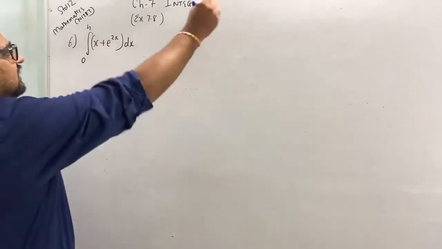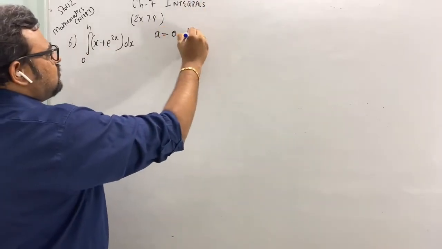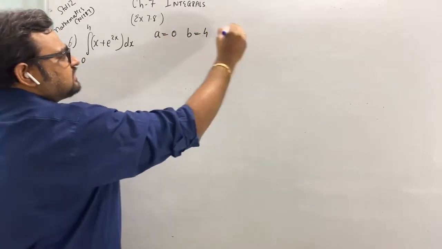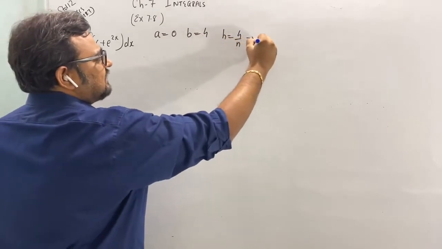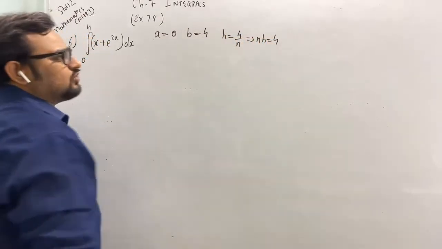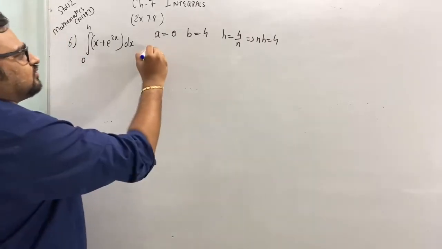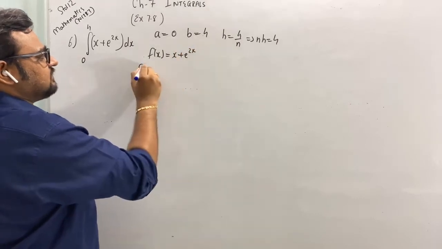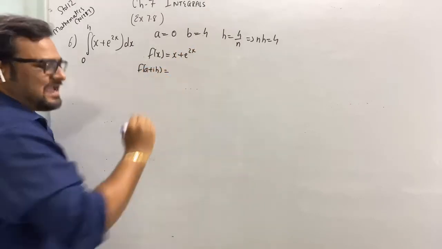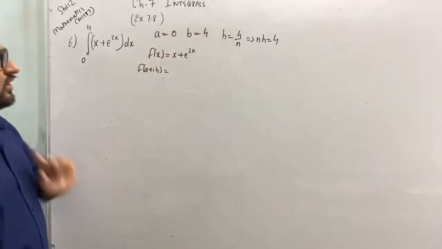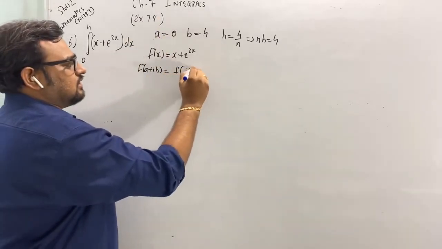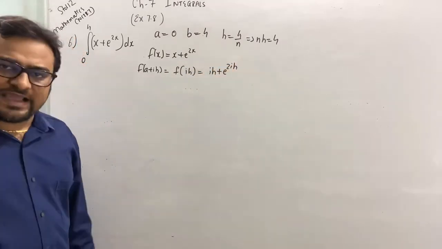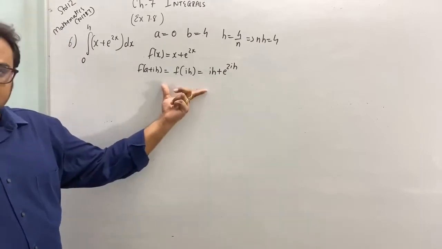Okay, now first let's see what is a, 0; b, 4; what is h, (b minus a) by n, 4 minus 0, 4 by n, that implies nh is equal to 4. Okay, what is f of x? x plus e raised to 2x. f of a plus ih. What is a? 0. So only ih remains, that is equal to ih plus e raised to 2ih. Okay, so this was the starting part.